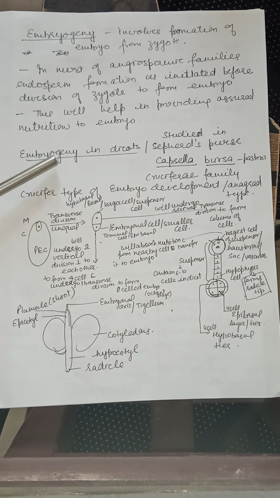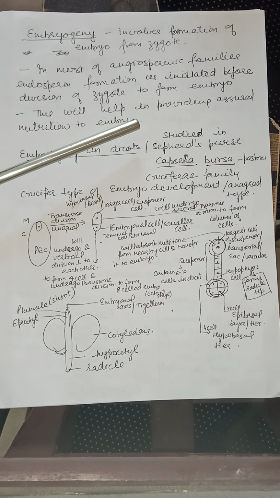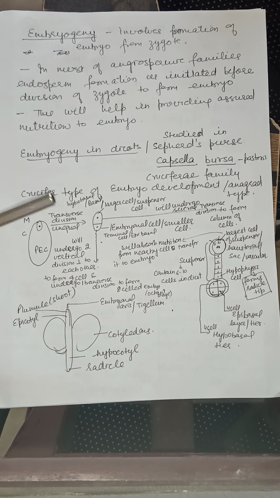Now we will discuss embryogeny in dicots. The embryogeny in dicots is given in NCERT. It was first observed or studied in Shepherd's purse or Capsella bursa-pastoris, which belongs to the Cruciferae family, and therefore it is known as the crucifer type of embryo development.